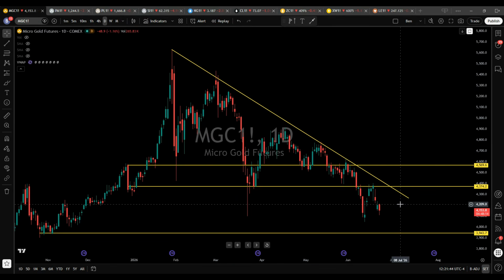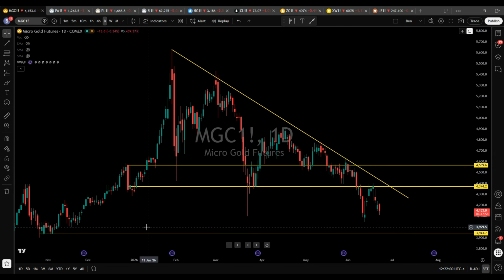A couple different levels we're watching for. 43.74. If we can clear this level on the upside, we're going to be met with this downsloping trend line as resistance. These are the two resistance levels that gold needs to clear in order for us to get a continued push to the upside.